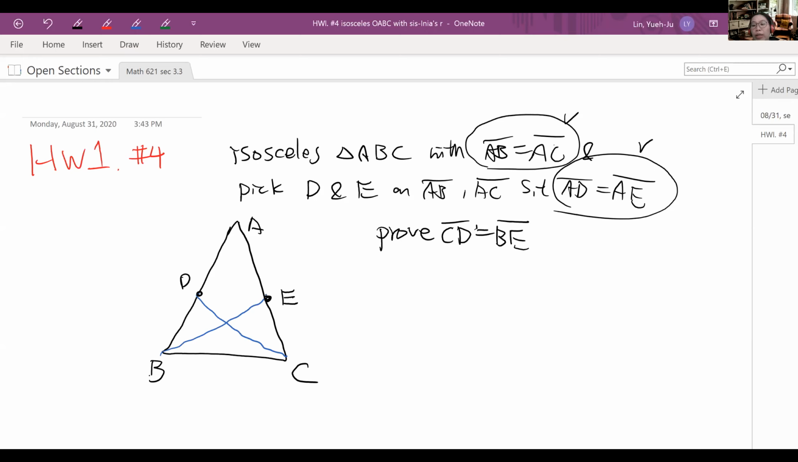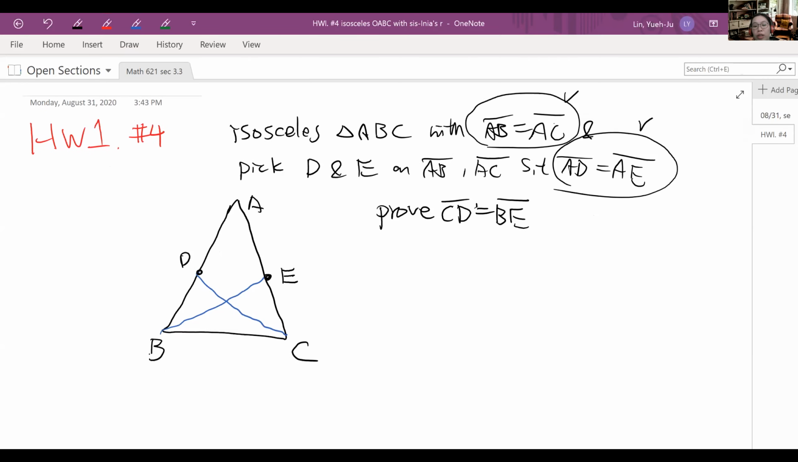I noticed that 1 or 2 students actually got the picture wrong. If you got the picture wrong, then of course you're going to prove the wrong thing. Actually, point D is on AB and point E is on AC. That's one thing you need to be careful about. In order to do this problem, you need to use all the assumptions that are given, right? So first we know AB equals AC, and also we know AD equals AE.